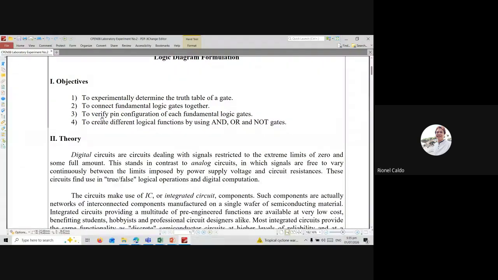And then we also have to verify the pin configuration of each fundamental logic gates. Remember, di ba, na-discuss na po natin in our experiment number 1, yung ibig sabihin ng 14 pins ng different gates like 7404, 08, and then 32. So alam na natin kung nasan yung VCC, yung ground, yung input and output terminals. So kailangan master po natin kung nasaan yung mga pins ng atin pong mga logic gates na ginagamit. And then gagawa po tayo ng different logical functions by using AND, OR, and then NOT gates.